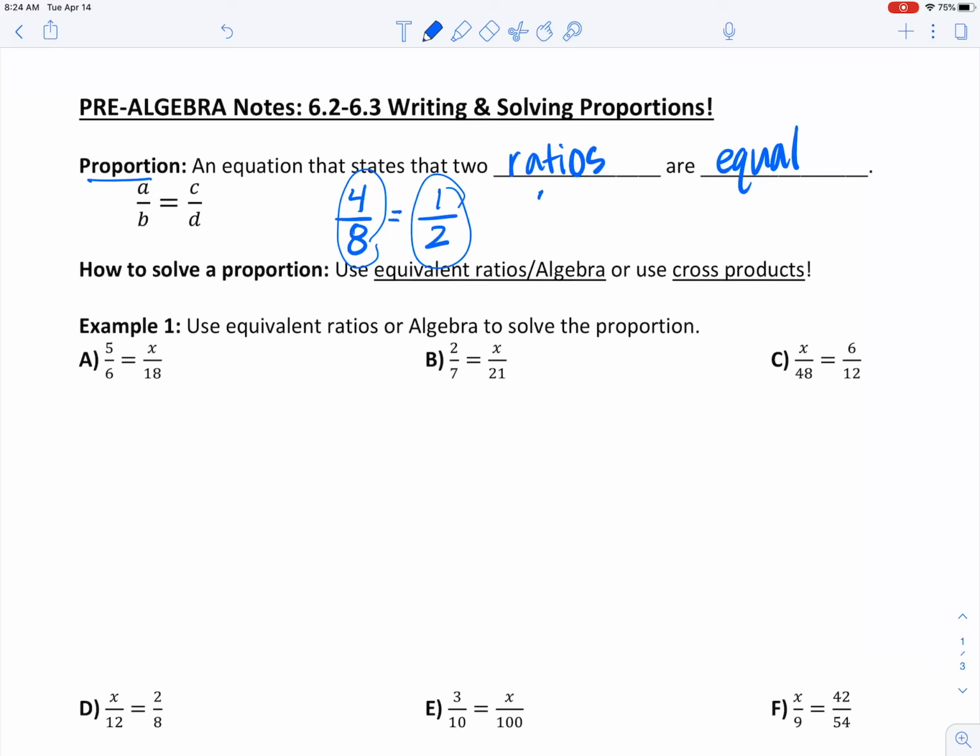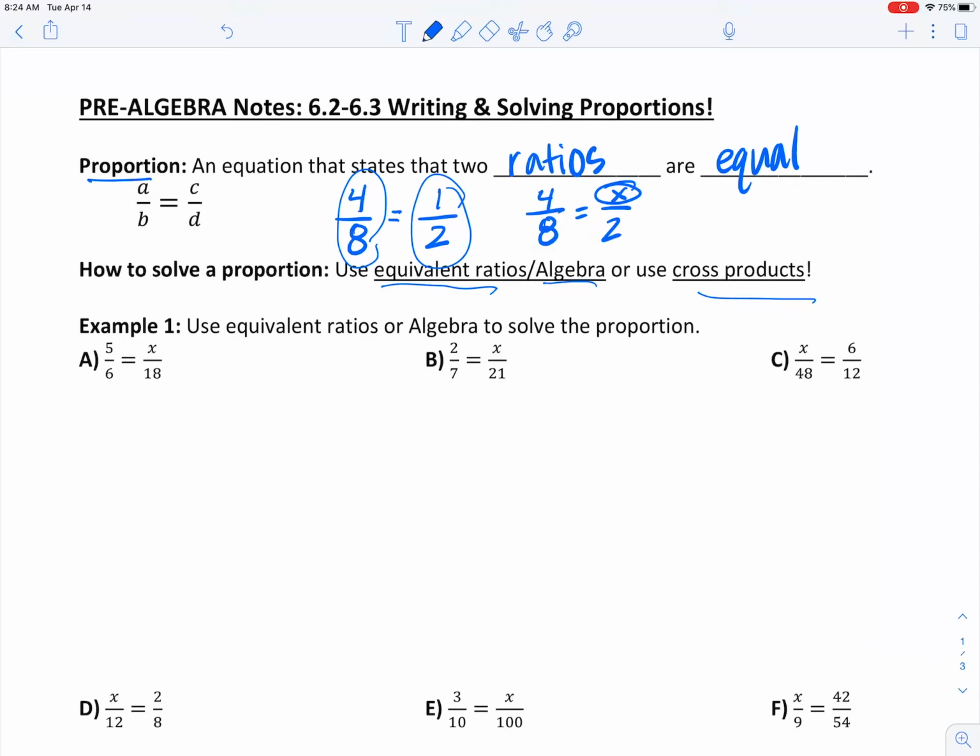Okay? Oftentimes when we are dealing with proportions, we might have these ratios set up, but there's a variable in one of the spots. And so our objective with having a proportion is to be able to figure out and solve for that variable. Now, how to solve a proportion? You can use something called equivalent ratios, which we'll talk about. You can just use some algebra skills, or you can use cross products.